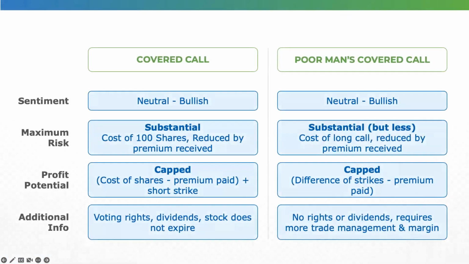And in comparison to a covered call, it's important just to understand that again, we're using an option to replace stock. So our sentiments are going to be very identical, but our risk and other information are going to vary. So our risk is still going to be substantial, but it's less because we're receiving a premium, but our cost of our long call is less than the cost of the underlying security. You still cap your profit potential, but you just don't have what you would with owning the underlying security, which is access to dividends and voting rights, etc. And a poor man's covered call requires more trade management and margin. This does require margin because you're essentially creating a spread.